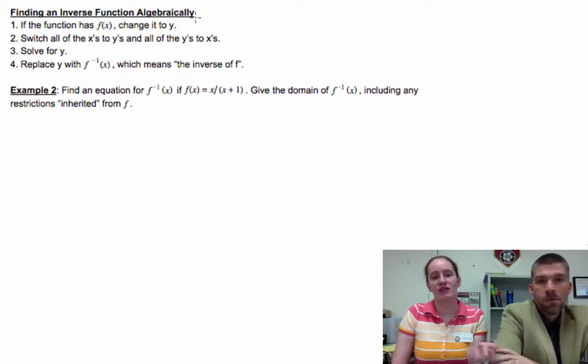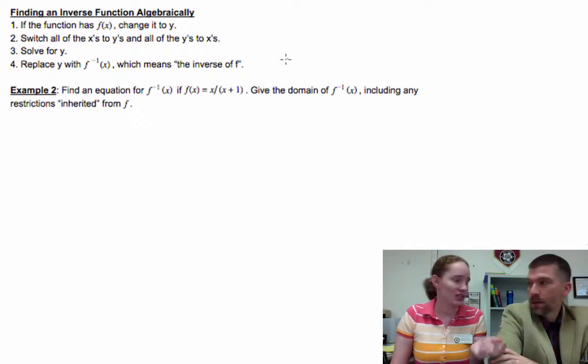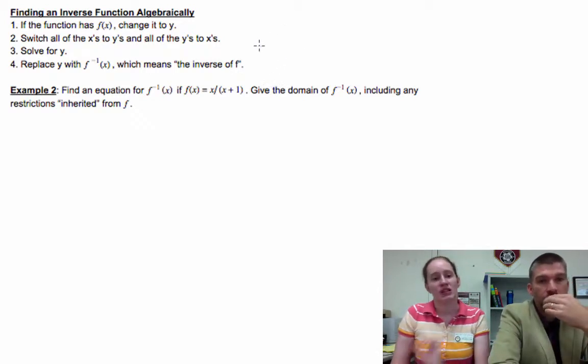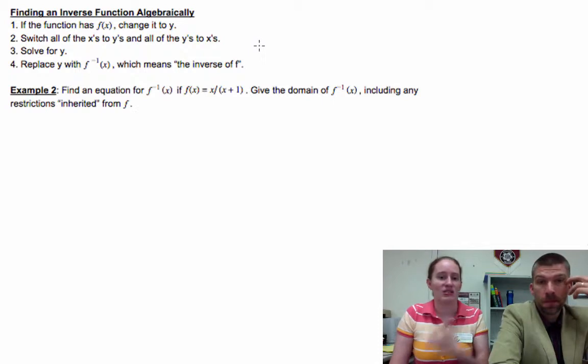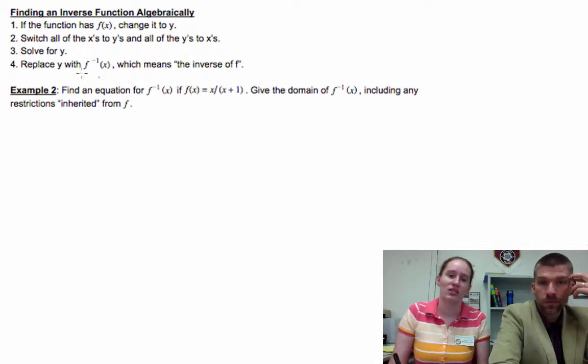Okay. Look, here's the process we go through. If the function has an f of x, change it to y, because f of x and y are basically the same thing. Switch all of the x's to y's and all of the y's to x's. Solve for y. And then replace y with this notation, which simply means the inverse of f. That's what f to the negative 1 means. That's all you do.